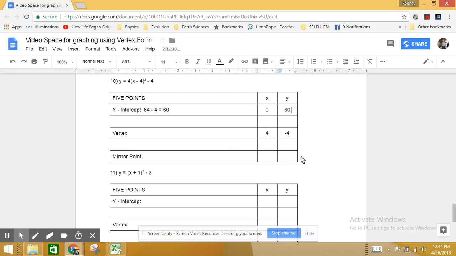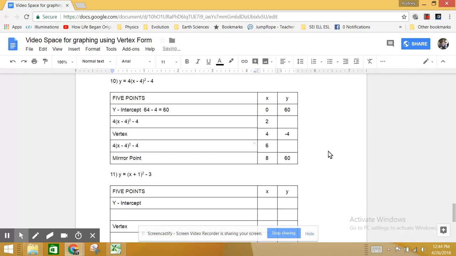Now we look at our mirror point on the opposite side of the parabola. It's also going to have a y value of 60. And we're going 4 across again to get to halfway, and we have to go another 4 to get to the other side. So we go 8 to the other side. Okay. And I'm going to go ahead and pick 2 points. I'm picking 2 and 6 again because they're convenient. And we'll plug in our inputs of 2 and 6 and solve this.